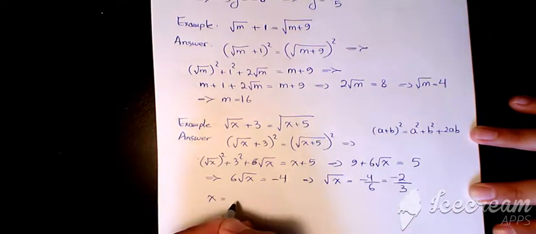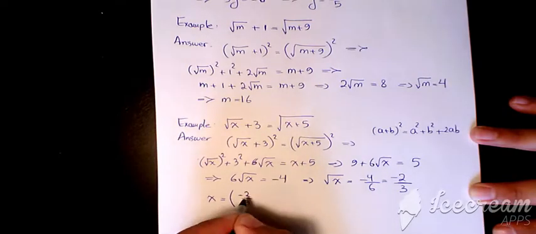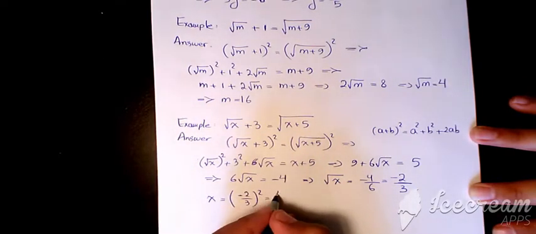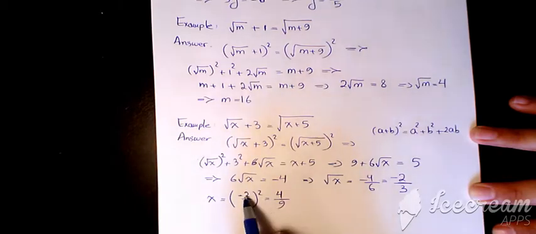So then x will be negative 2 over 3 to the power of 2, which will be 4 divided by 9. Negative 2 squared is positive 4. 3 squared is 9. We had it earlier. This is the final answer.